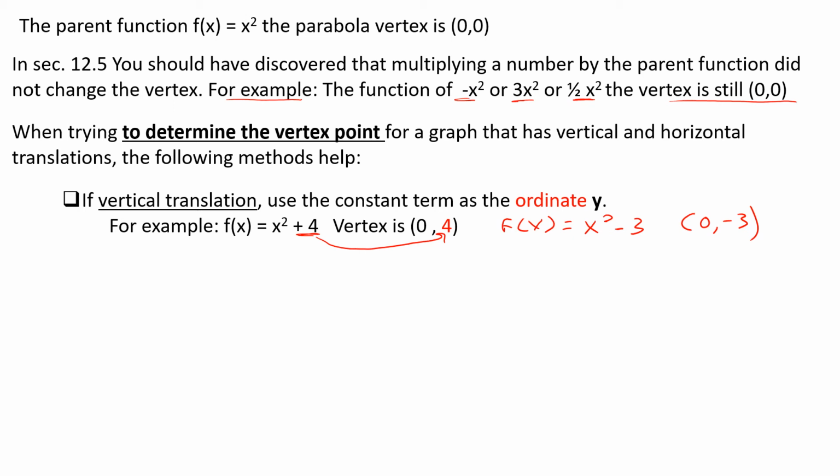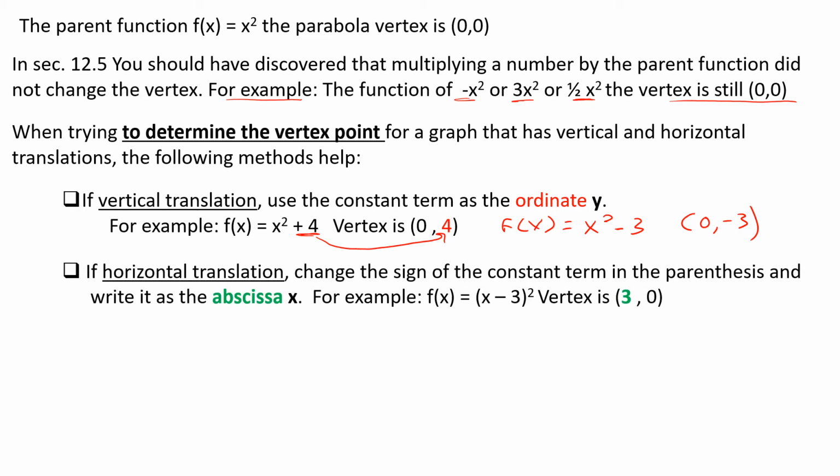That's simple, right? Now, if it's a horizontal translation, then you're going to change the sign of the constant term in the parentheses and write it as the abscissa, that's the x. For example, if you have the function f of x equals x minus 3, that's inside the parentheses, right? Since this is a -3, you're going to make it a +3, and that becomes the x value of your vertex.